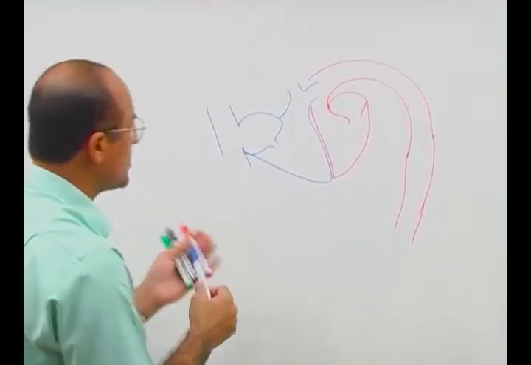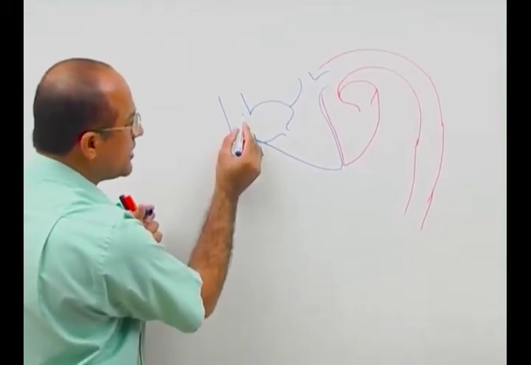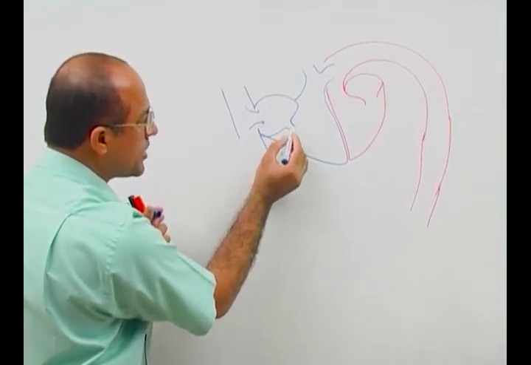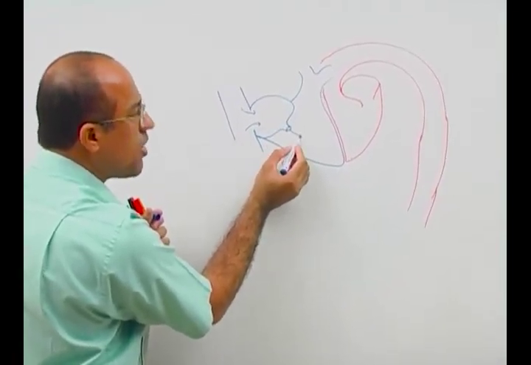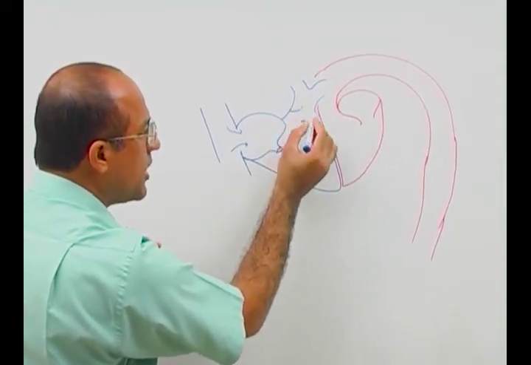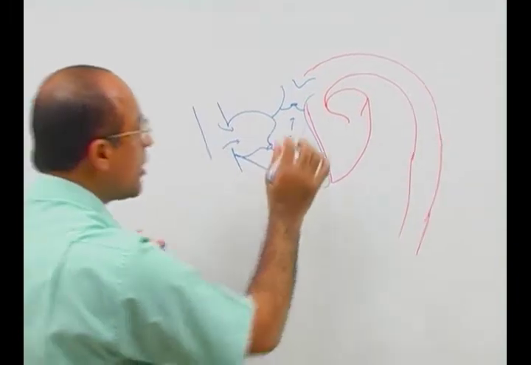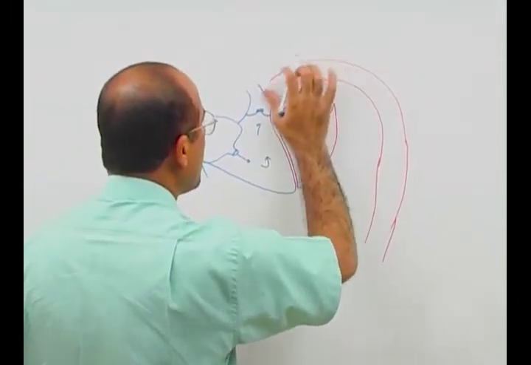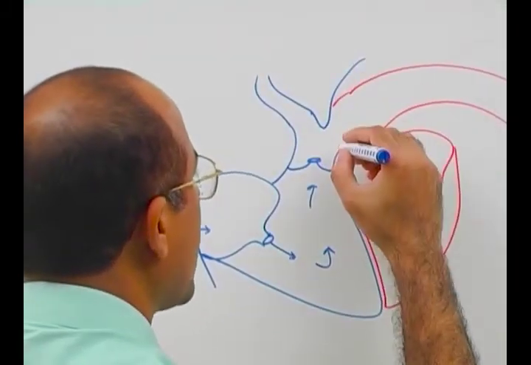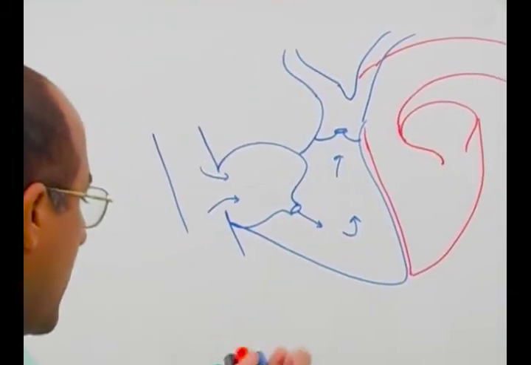Now what really happens? All the blood from the body is coming through the superior vena cava and inferior vena cava to the right atrium, and through the tricuspid valve it is going to the right ventricle. From the right ventricle it is pumped into the pulmonary artery through the pulmonary valve. Now from the pulmonary valve, where does the blood go? The blood is going to the lungs.